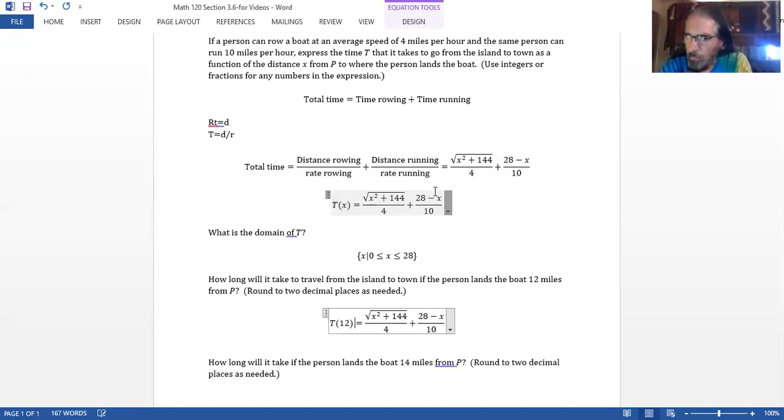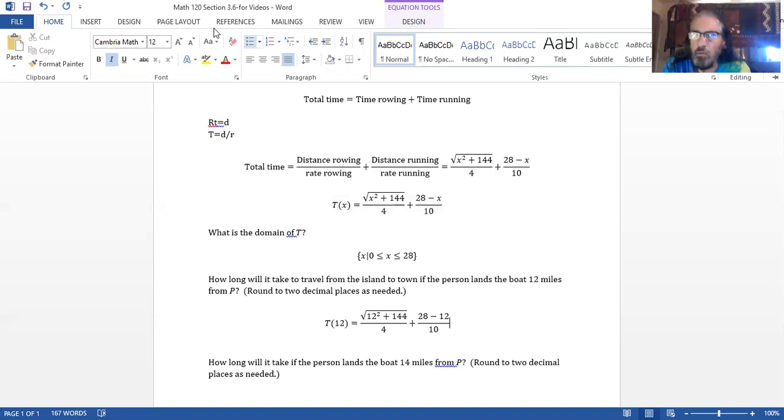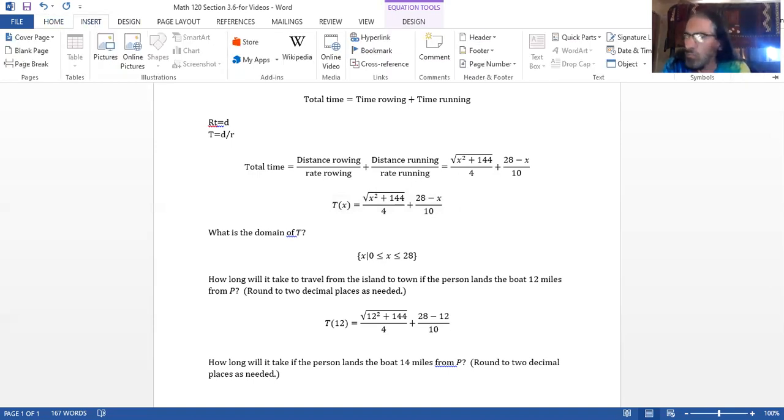Put in 12 for x, and over here as well. It's going to give us 144 plus 144 for a square root of 288 divided by 4. Then 12 over 10, that's going to be 1.2. So I'm getting approximately, let me show you everything the calculator is giving, followed by rounding it to the hundredths place, which is 2 places out.